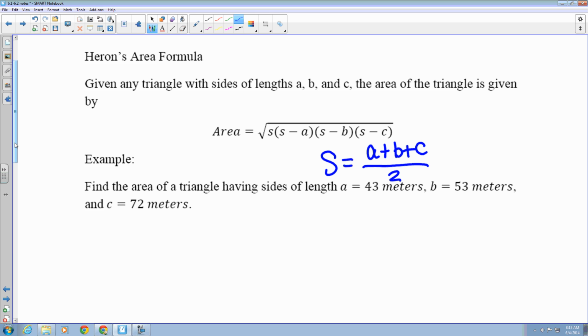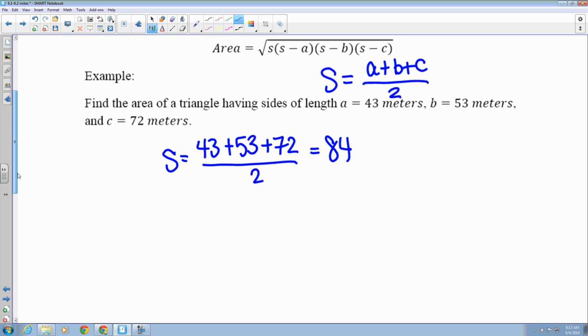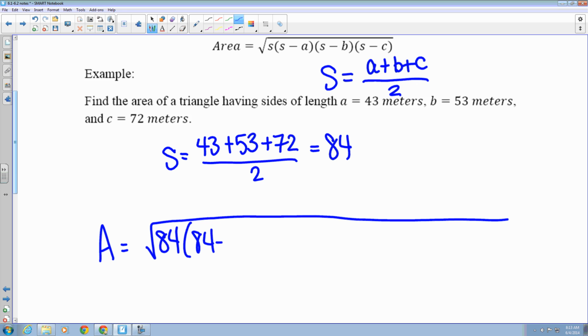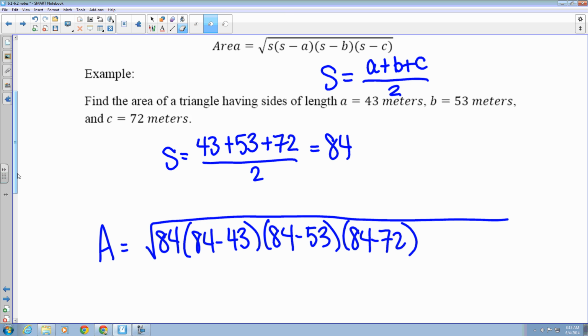So when we have an example like we do here, where we have 3 sides, first we want to find s. So we want to add our 3 sides together, divide by 2, and s is 84. So to follow our equation then, our area is the square root of 84 times 84 minus 43 times 84 minus 53 times 84 minus 72, which is about 1,131.89 meters squared.